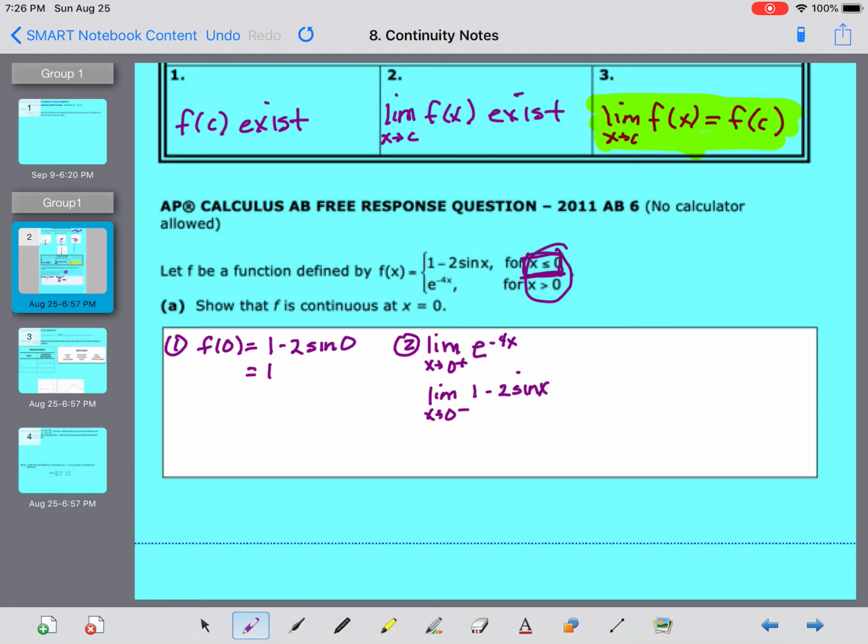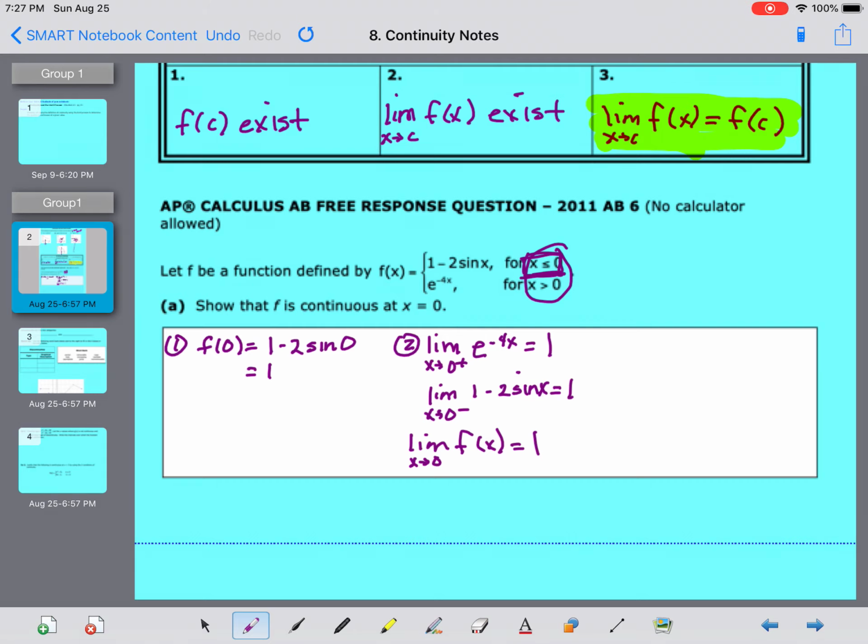Okay, so now we're just evaluating the limit algebraically. We're plugging in a 0 in for the x. So on the top one, if we plug in a 0, we get negative 4 times 0, which is 0. E to the 0 power is 1, because anything to the 0 power is 1. And then, of course, we kind of already plugged it in. We know that's 1. So we now can say that the limit as x approaches 0 of this function is in fact equal to 1. Okay, so the second criteria is true.